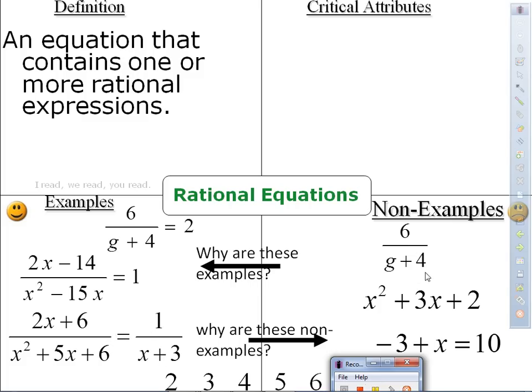Let's look at the non-examples. So this is a non-example compared to this one over here. This is a non-example compared to some of these over here, and this is a non-example. Think about it. If these are not examples, why are these non-examples? All right, discuss it with your neighbors, please. Why are these non-examples?